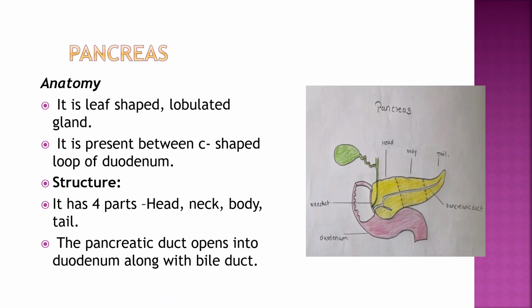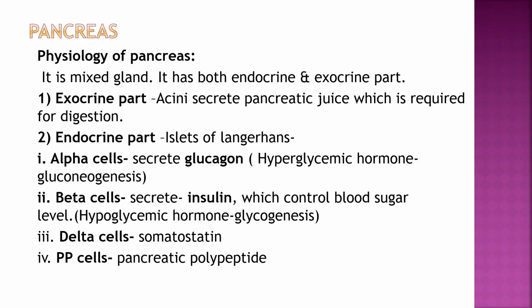The seventh gland is the pancreas. It is a leaf-shaped lobulated gland present in the C-shaped loop of the duodenum. It has four parts: head, neck, body and tail. The exocrine portion, the pancreatic duct, opens into the duodenum along with the bile duct. The pancreas is a mixed gland, which means it has both endocrine and exocrine functions. The exocrine part is the acini, which secrete pancreatic juice, required mainly for the digestion of proteins, and it is carried through the pancreatic duct, which opens into the duodenum.